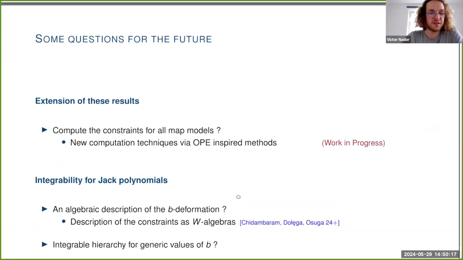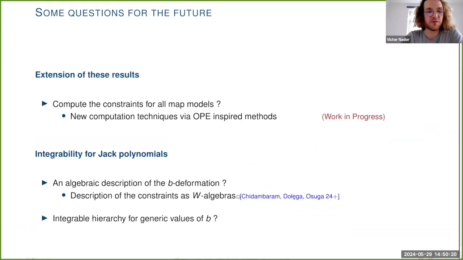And so yeah, what can we do from here? There are several things, I think. The first one that we are currently working on is to try to extend these results, but with a better computation method that will allow us to extend these results to any combinatorial model. For that, we have an idea, which is to use a computation technique inspired from conformal field theory, which is the operator product expansion, but adapted in this combinatorial setup.